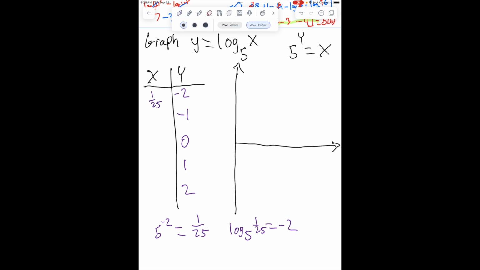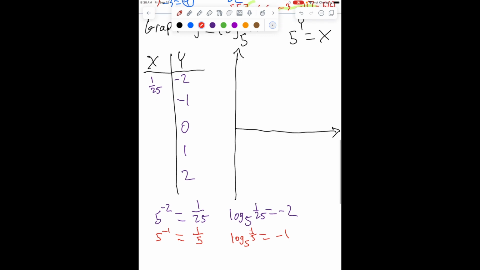Now I'm going to look at y is negative 1. Again, I'm using my formula 5 to the y power equals x. So let's try 5 to the negative first. I know that's going to equal 1/5, just because 5 to the first is 5. And if I were to write it over here, I would say log base 5 of 1/5 equals negative 1. And so I'm going to plug in 1/5 in my table.